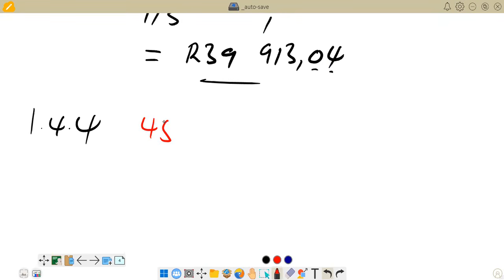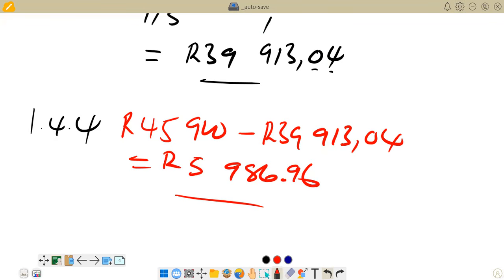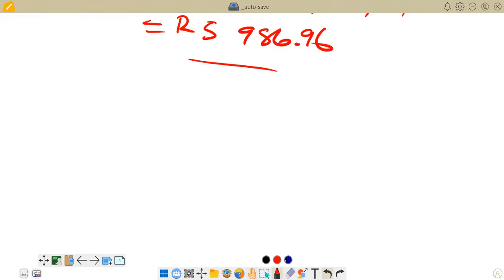So we are saying 45,900 there, and then we subtract 39,913.04. So the answer that we are going to get there on 1.4.4 is 5,986.96. And this is in rands money. So this is what we have in 1.4.4. Then we can move on to the next one, which is 1.4.5.